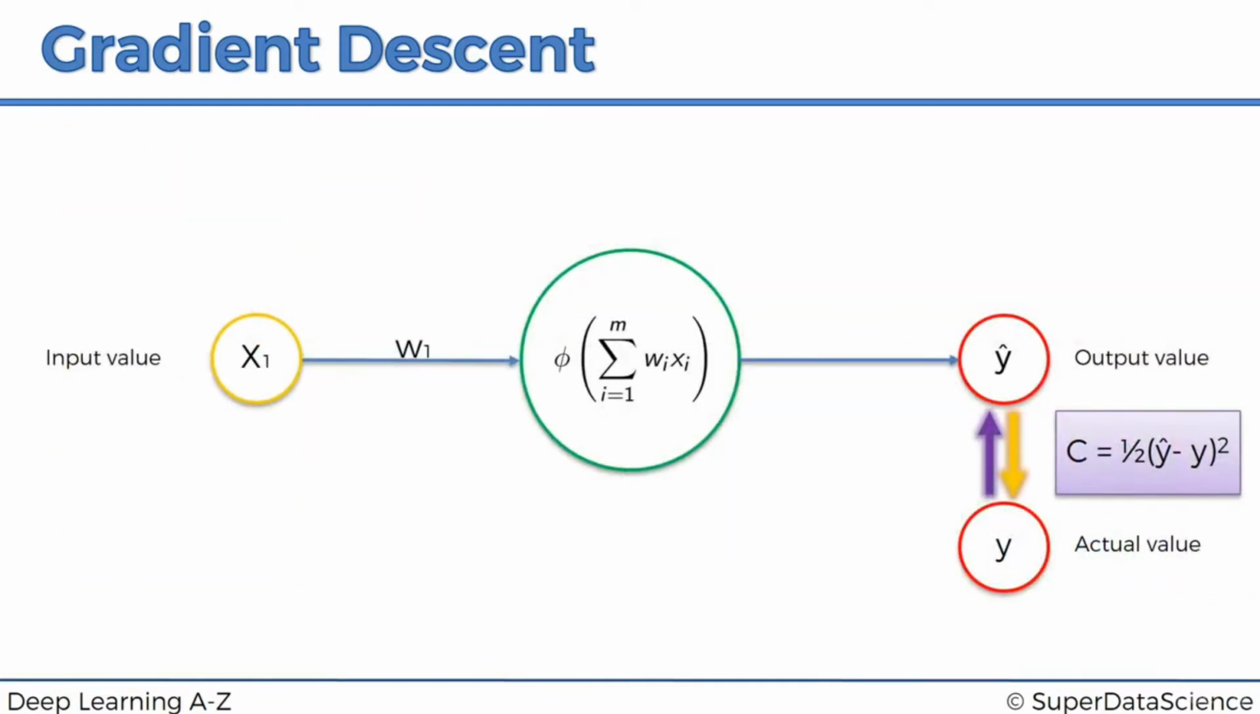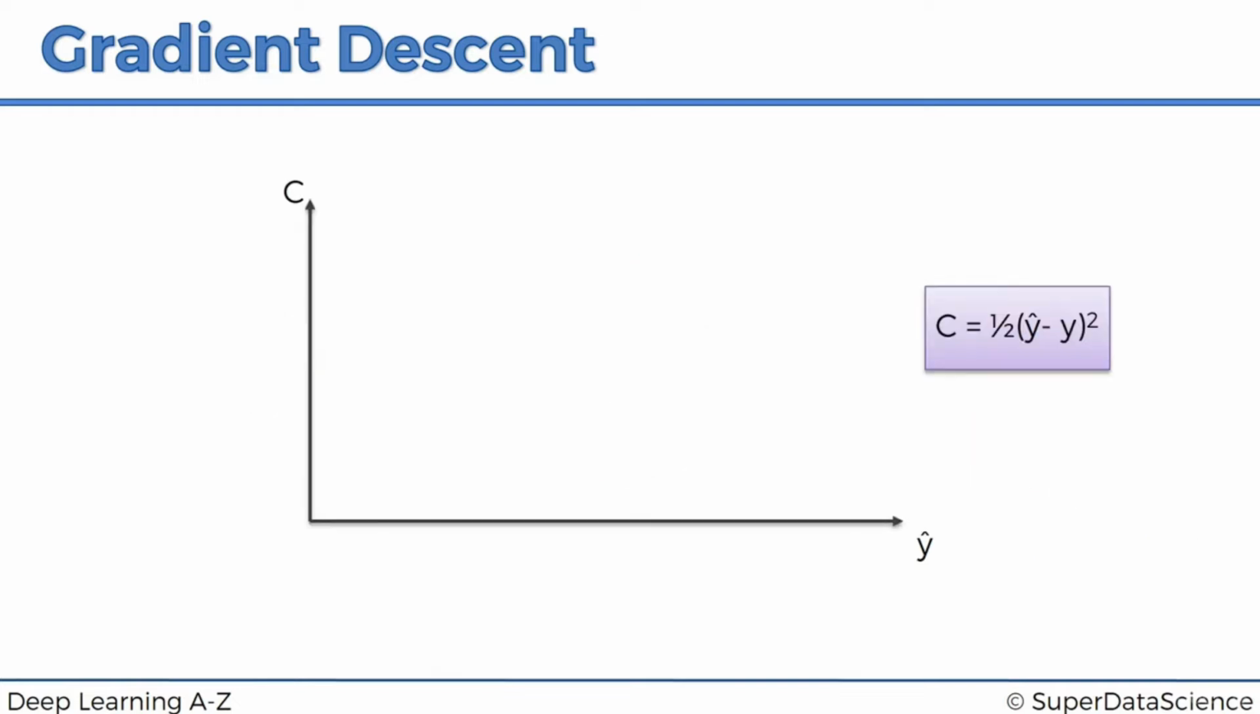This is our very simple version of a neural network, a perceptron or a single layer feed forward neural network. And what we can see here is this whole process in action, where we've got some input value, then we've got a weight, then an activation function is applied, we get y hat, and then we compare it to the actual value and calculate the cost function. So how can we minimize the cost function? What can we do about it?